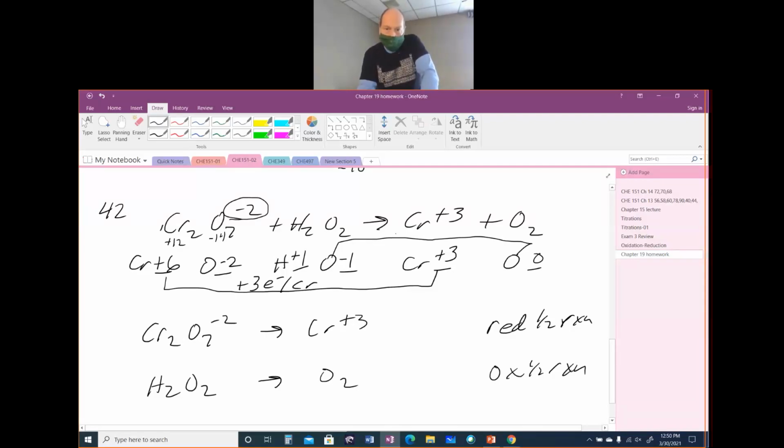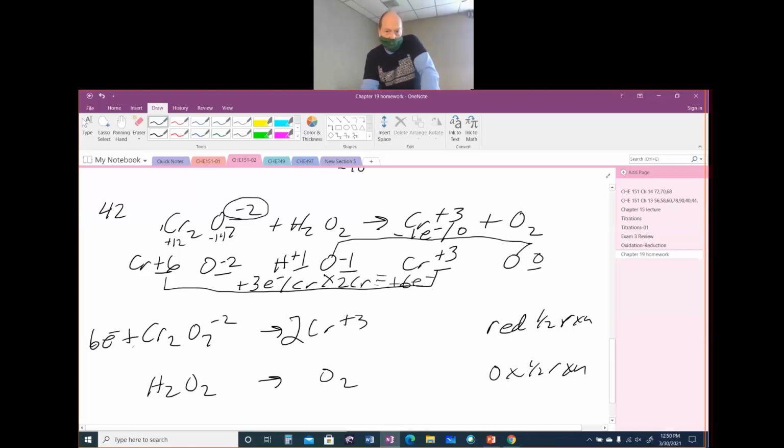And so this one, we're losing 1 electron per O. All right, so we have to make sure that we have the same number of atoms changing oxidation number on both sides. So we have 2 Crs here. We need 2 Cr plus 3s. And so when we have our electrons that say 3 electrons per Cr, we now know that we have 2 Cr atoms. And so now we have to gain a total of 6 electrons.